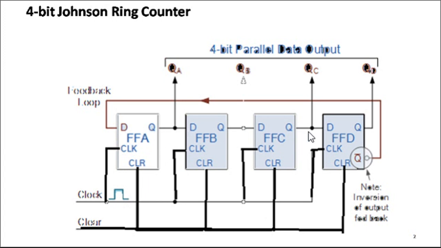The type of flip-flop is D, and we have QA, QB, QC, QD, which means four output lines. So that's why it's a 4-bit parallel data output, and in the feedback path, QD is connected to the first as an input, and after that we are clearing all the flip-flops. Note the inversion of the feedback path, an important thing.